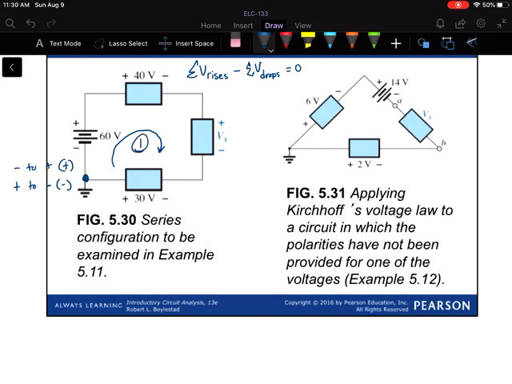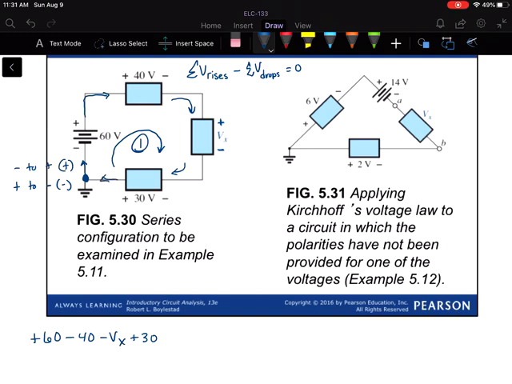Starting here and then going this way, I go from minus to plus, so I'm going to add that 60 volts. Continuing along, plus to minus, I'm going to subtract the 40. Continuing on, this is the unknown voltage, so we don't really know if it should be plus or minus. So we have assumed that we're going from plus to minus. So I'm going to assume that I subtracted, and we'll let the answer tell us in a minute if we were right or not. And then continuing on, minus to plus, I'm going to add the 30.